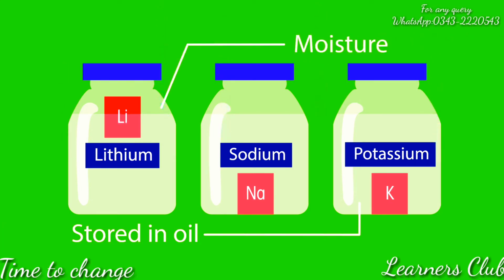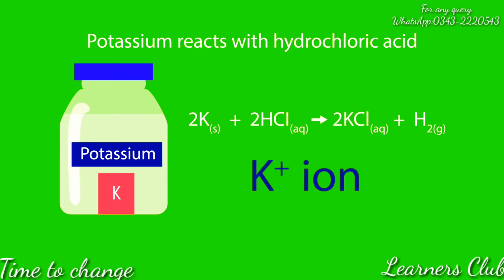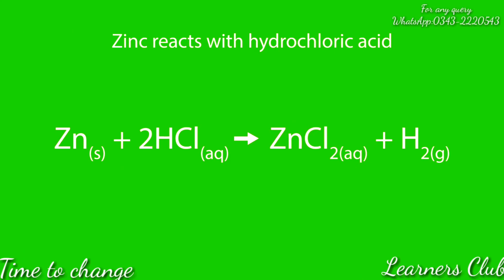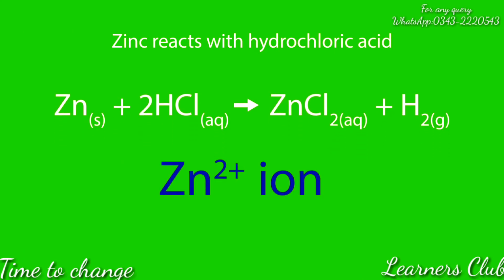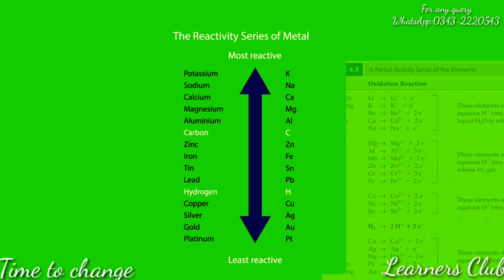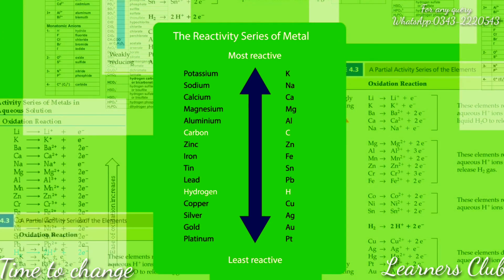When potassium reacts with hydrochloric acid, potassium readily loses an electron to form the K+ ion, whereas when zinc reacts, Zn will form its ion Zn2+, but less readily than potassium does. So the reactivity series is also a list which shows the tendency for metals to produce their positive ions.